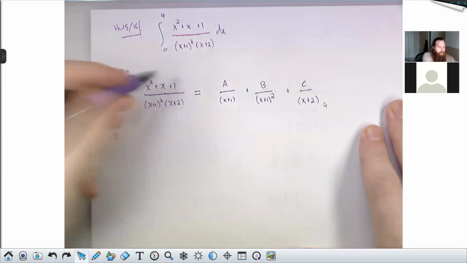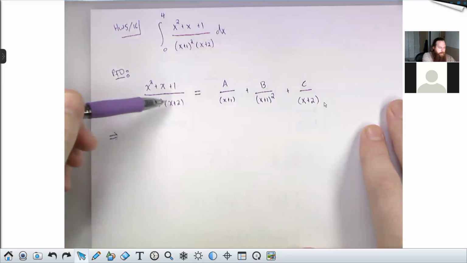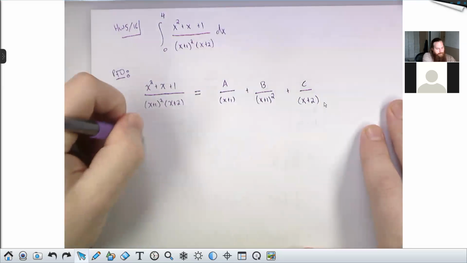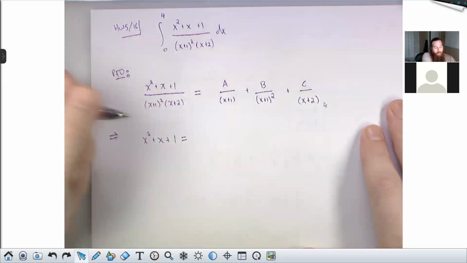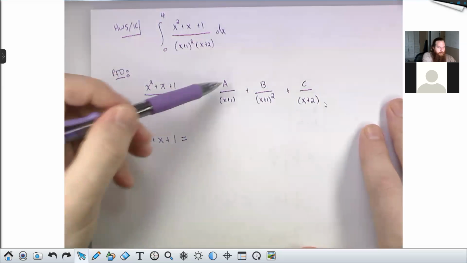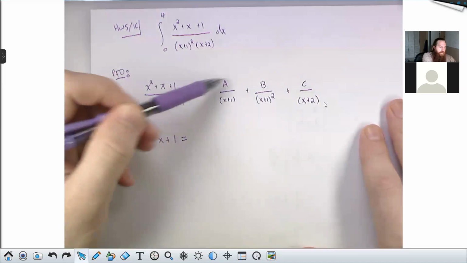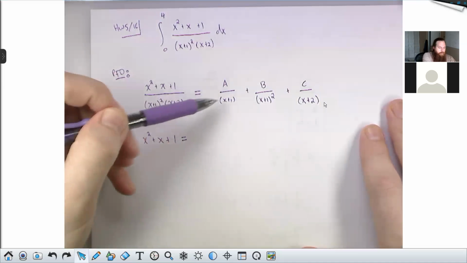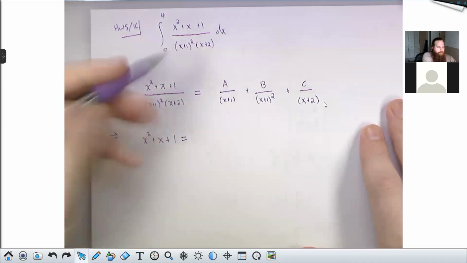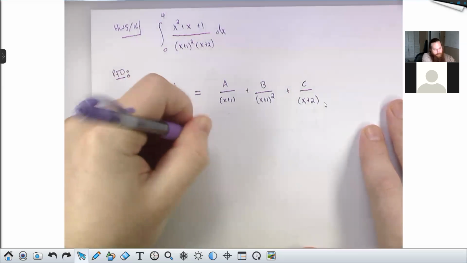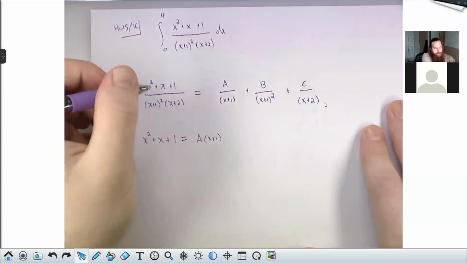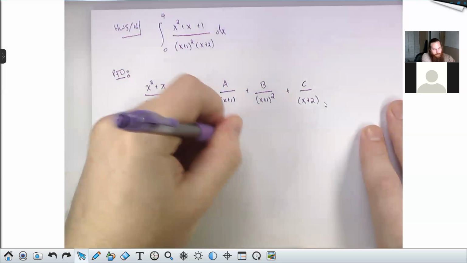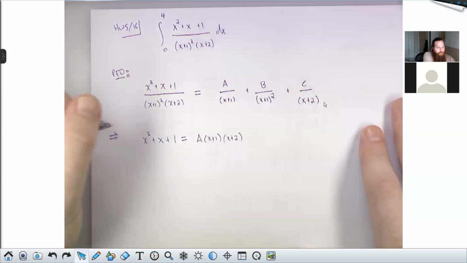On my left-hand side, I multiply both sides by x plus 1 squared times x plus 2. My left-hand side will just be x squared plus x plus 1. On my right-hand side, when I multiply this by x plus 1 squared times x plus 2, one of the x plus 1's will cancel, but nothing else will. So I'll have a times the x plus 1 that doesn't cancel, times x plus 2, because that doesn't cancel either.